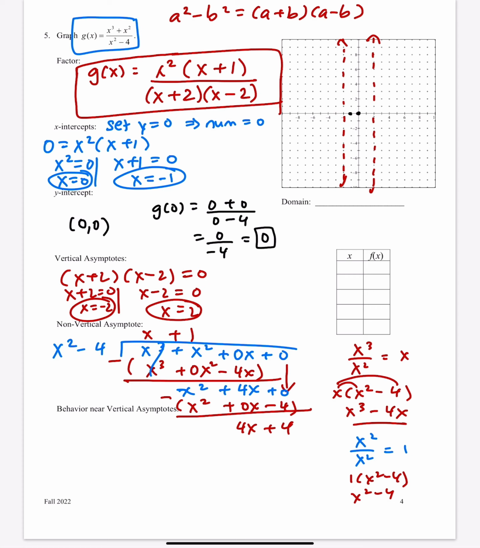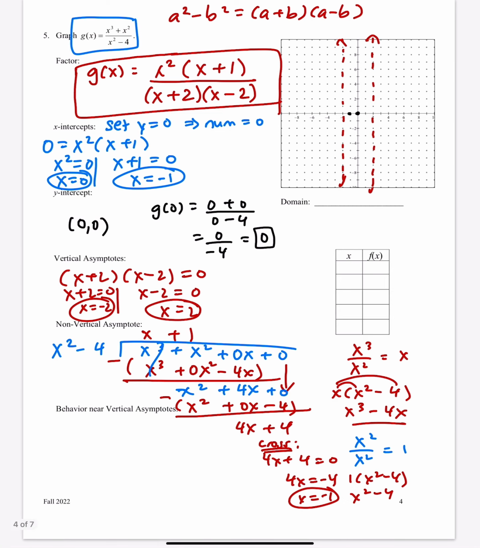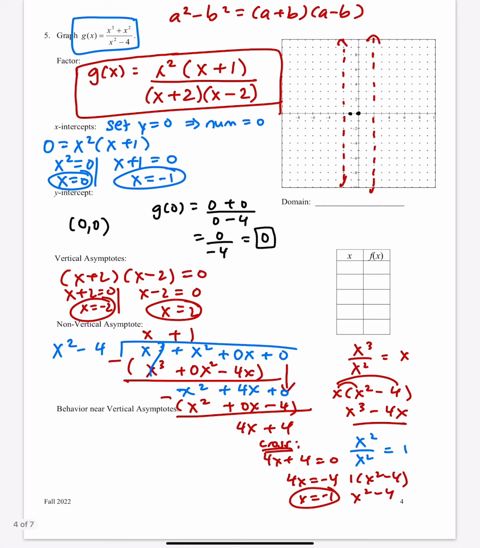asymptote. So the remainder is nice because if you take the remainder where it crosses, right, and you set it equal to 0, and you solve for it, you get 4x is equal to negative 4, x is equal to negative 1. So it crosses at negative 1, right? So what we care about, though, is the slant asymptote.